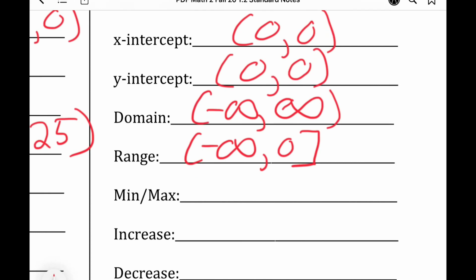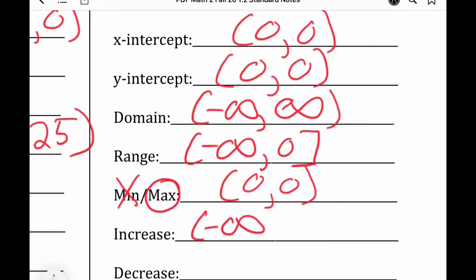In this case, it is opening down, so we have a maximum, not a minimum. It's located at 0, 0. For increasing, we've got -infinity to 0. And we've got 0 to +infinity for decreasing.